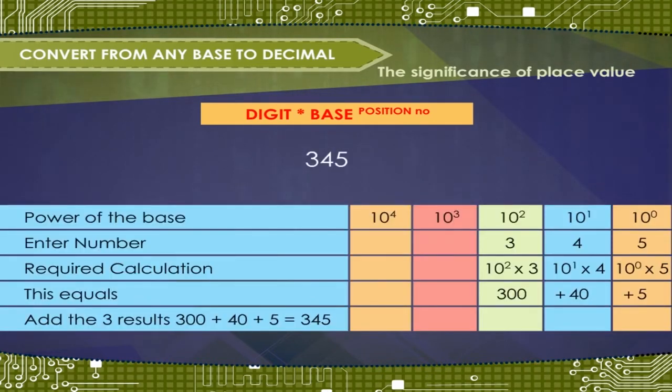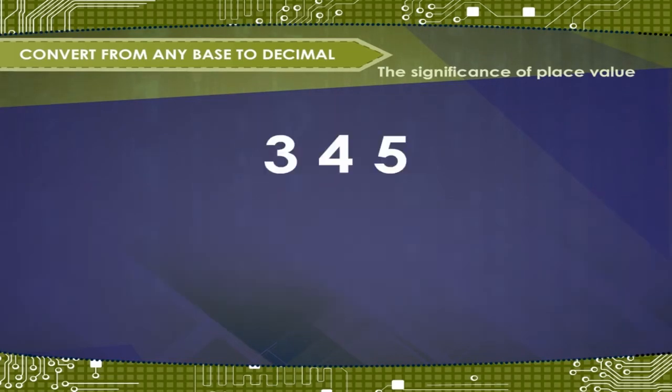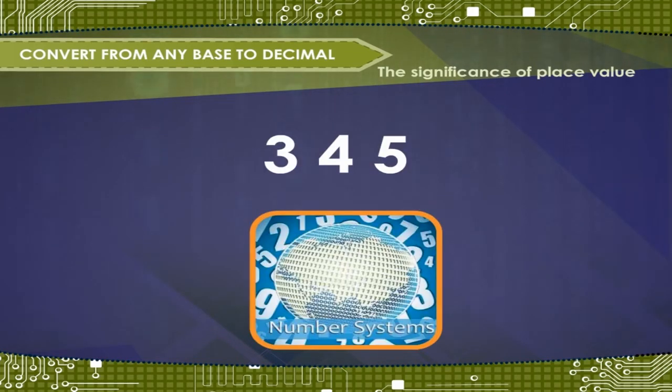Let us analyze the decimal number 345 to understand how a number system works on positional values. Observe that 3 is the most significant digit. It carries the most weight, and 5 is the least significant digit. It carries the least weight.